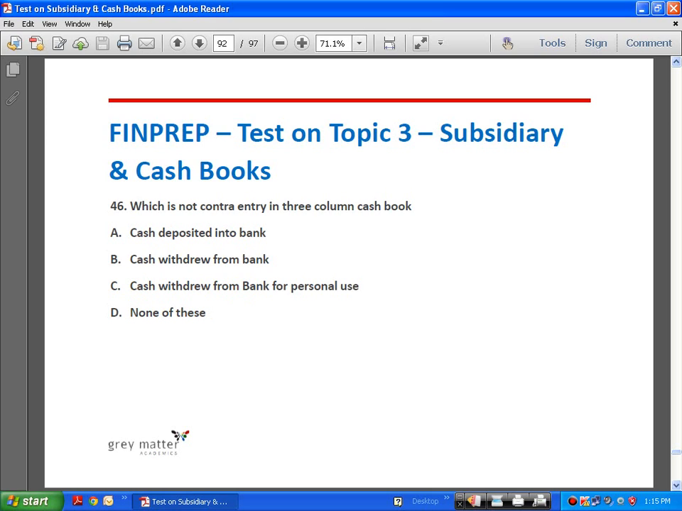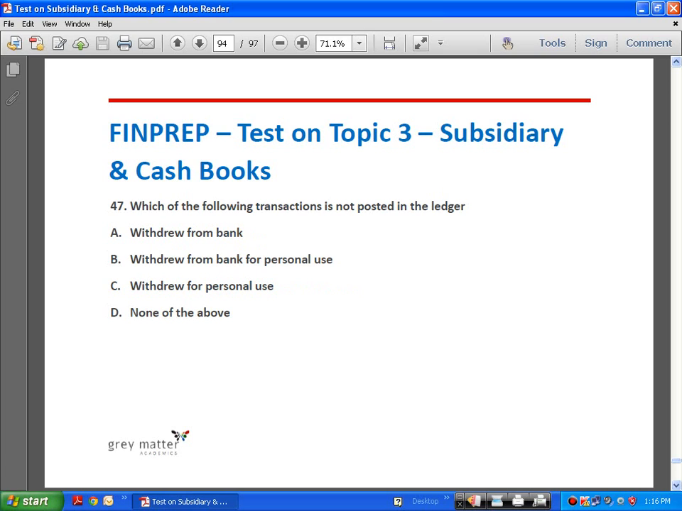Which is not a contra entry in the 3-column cash book? Cash deposited into bank, the entry is bank account debit to cash. It is a contra entry. Cash withdrawn from bank, entry is cash account debit to bank. It is a contra entry. Cash withdrawn from bank for personal use, entry will be drawings account debit to bank. So C is not a contra entry, and hence the option is C.